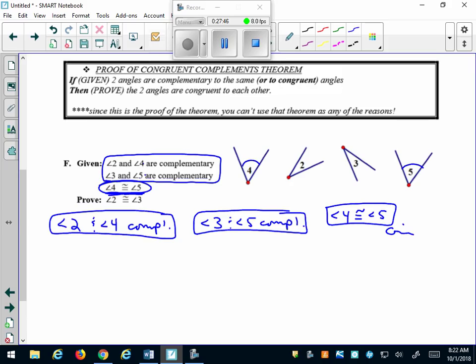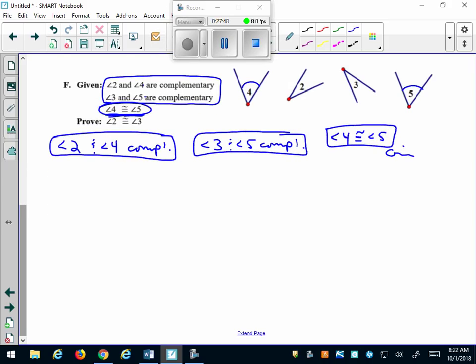I'd actually like you to try to make some conclusions off of each of these without me, and then check. Just make a statement from here. What statement could you make? Angle 2 and angle 4 are complementary. What do you think that next step would be? And angle 3 and angle 5 are complementary. What do you think that next step would be? And again, one conclusion from here. So just pause the video for a second and write those conclusions, and then turn the video back on and check your answers.